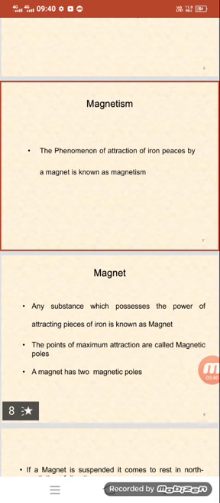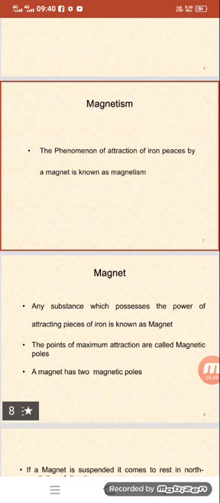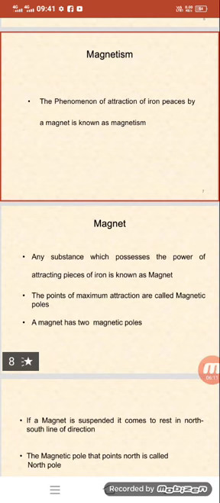Now, the points of maximum attraction are called magnetic poles. For a magnet, we have some maximum attraction points. Suppose we take one magnet; that magnet always attracts iron pieces. Normally the magnet has the property of attracting the iron pieces surrounding it. The maximum attraction points of the magnet are called the magnetic poles.